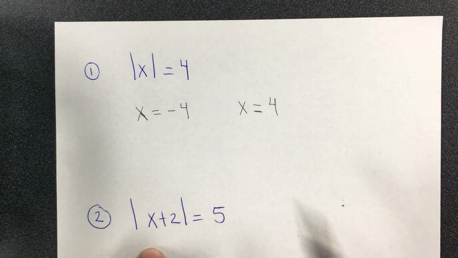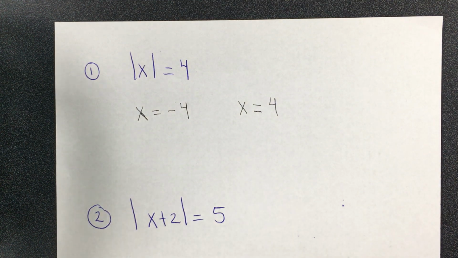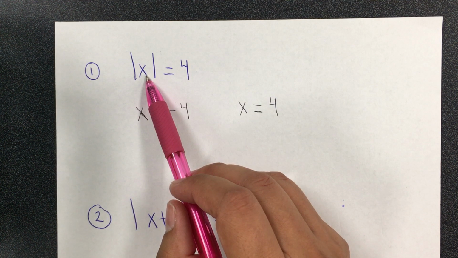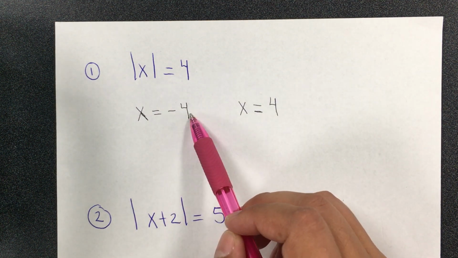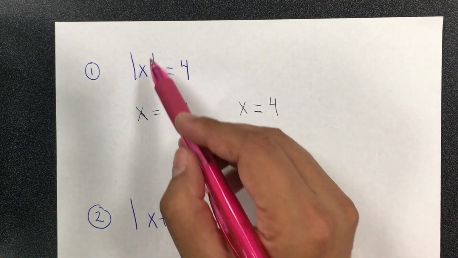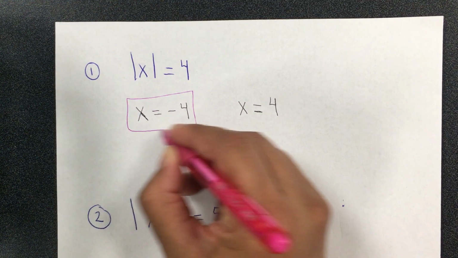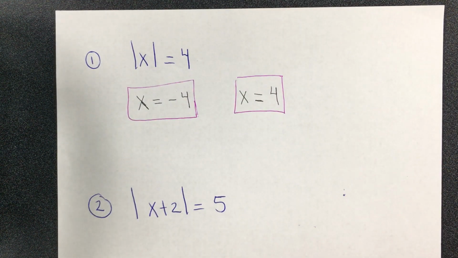When it's something like that, you don't have to do anything else. That's the answer, okay? So in here, the possible value for x is either -4 or +4, because once you take it out of the absolute value, it's 4. Positive, of course. That's all you have to do for number 1.